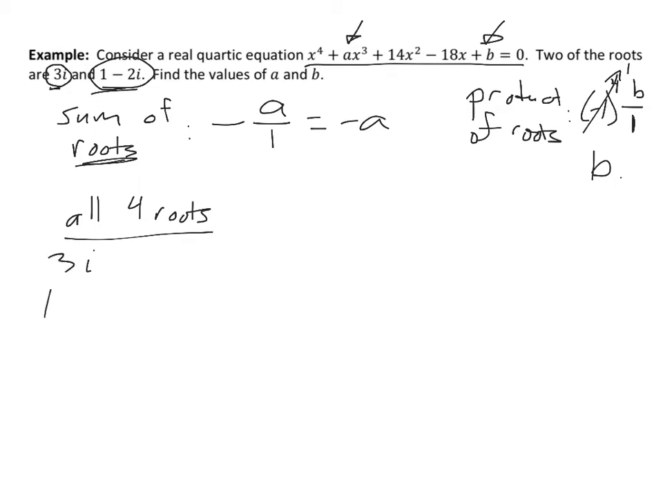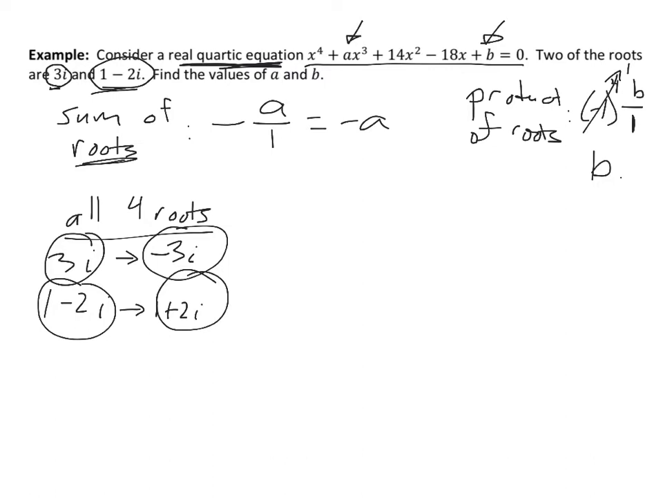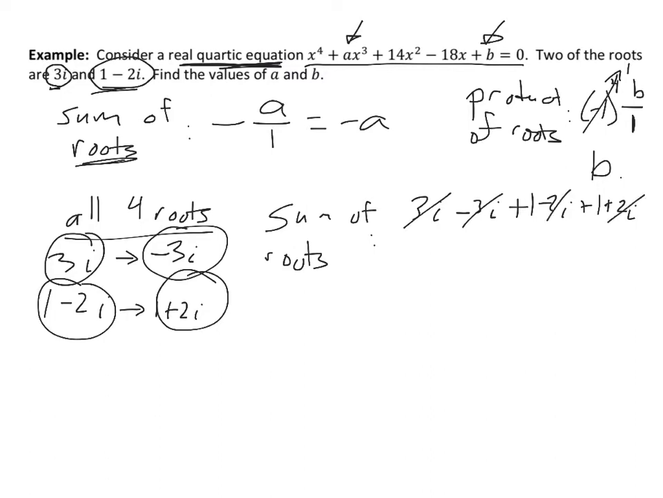They gave me 3i and they gave me 1 minus 2i, but they also gave me that this was a real quartic equation. Now, because it's real, what other roots do we have that go along with these? Don't we also have the complex conjugates? So negative 3i is also a root, and 1 plus 2i is a root. Now that I have all 1, 2, 3, 4 of these roots, I can go through and find the sum and the product. So the sum of the roots will be 3i minus 3i plus 1 minus 2i plus 1 plus 2i. A neat thing happens: all the imaginary stuff drops out, and I just get 2. That means that negative a has to equal 2, therefore a has to be negative 2.